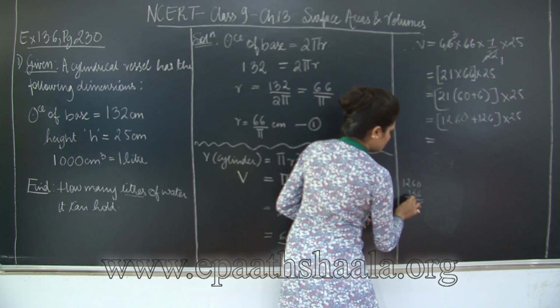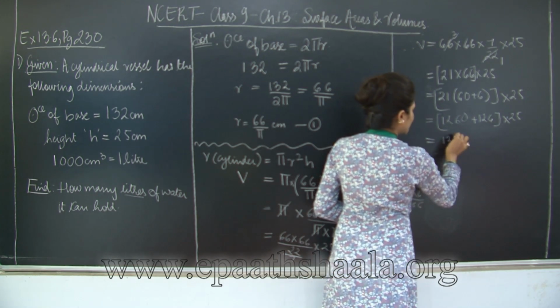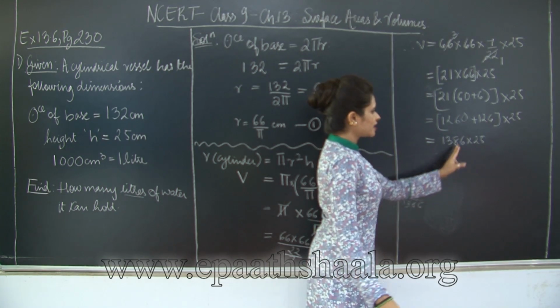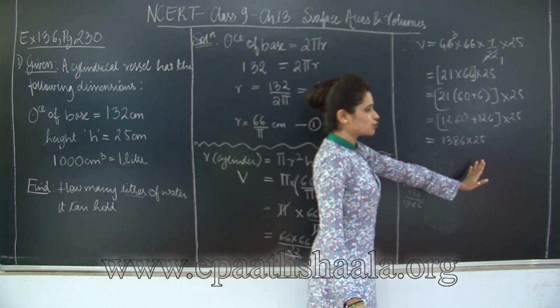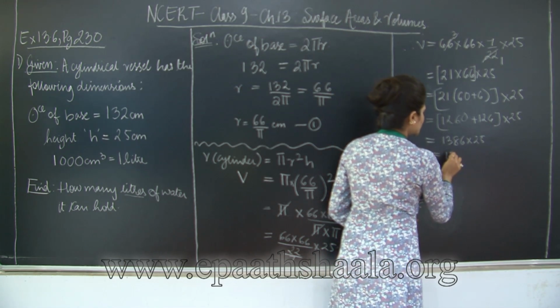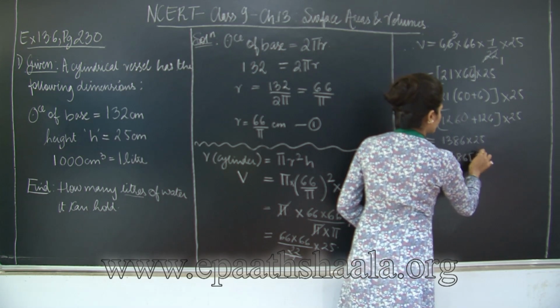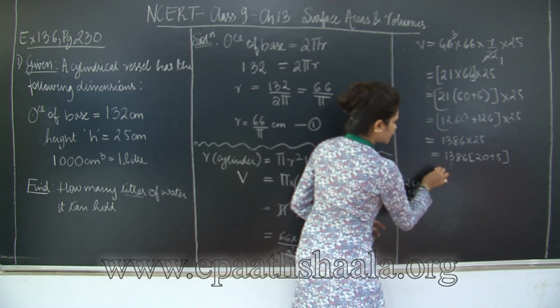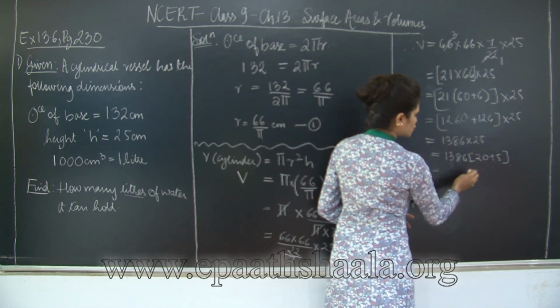We get 1386. So 1386 into 25 can be further written as 1386 into 20 plus 5. So what we are going to do is split 25 as 20 plus 5, right? So now calculating this further, 1386 into 20.